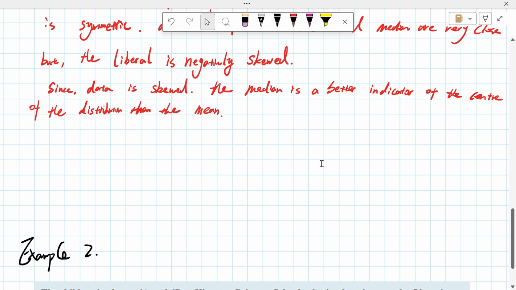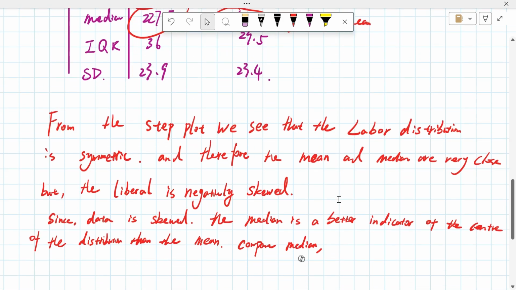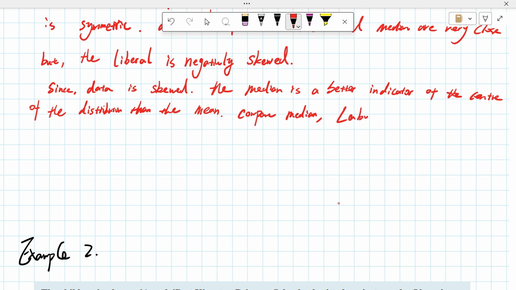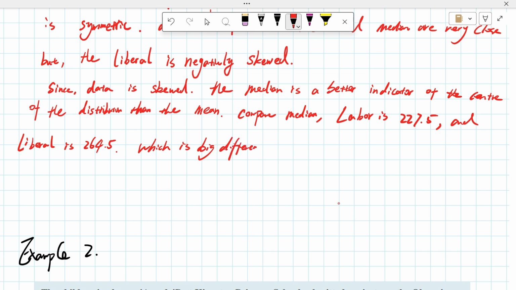So comparing medians, we have the median of Labour was 227.5, and Liberal is 264.5, which is a big difference. Big difference.